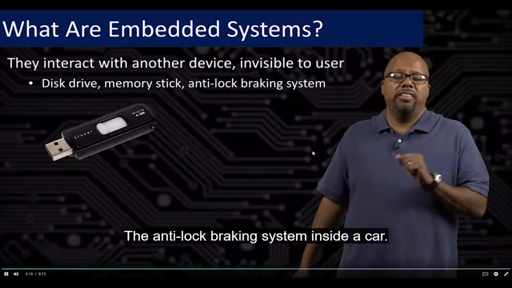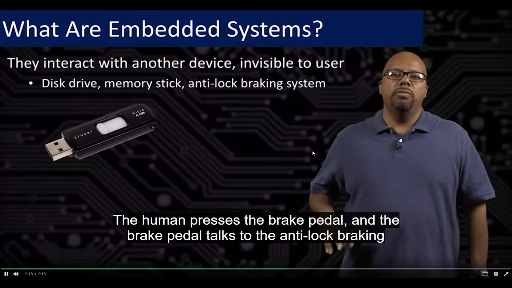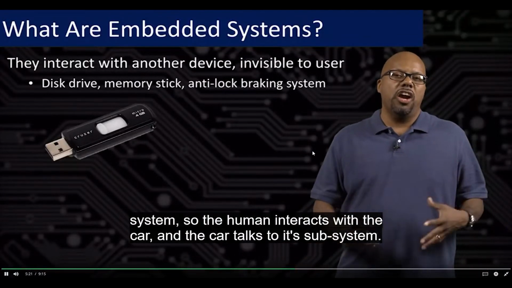And you see this in other devices like a car, the anti-lock braking system inside a car. That's interacting with the human, but not directly, right? The human presses the brake pedal, and the brake pedal talks to the anti-lock braking system. So the human interacts with the car, and the car talks to a subsystem.